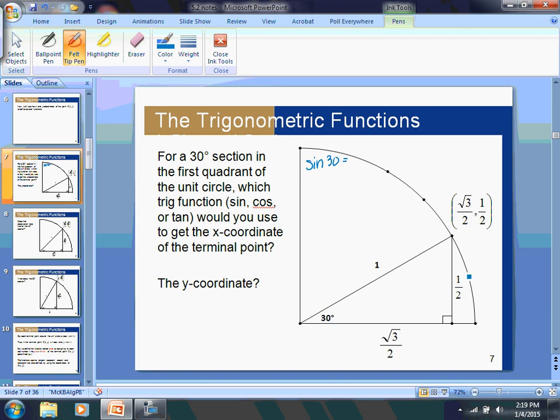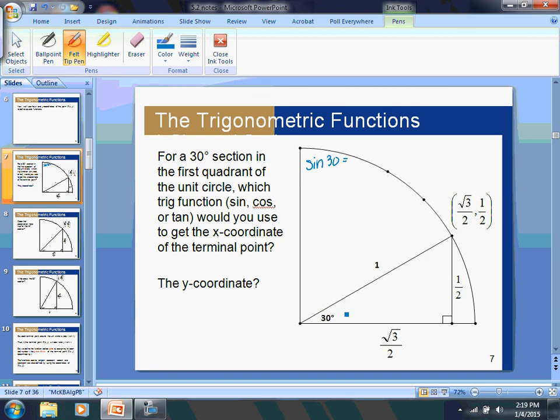Okay, normally the sides are 1, 2, and then square root 3. But in a unit circle, remember, the radius is 1. So we had to divide everything by 2 then. So we have 1 and 1/2 and square root 3 over 2. We talked about that in section 5.1 as well.